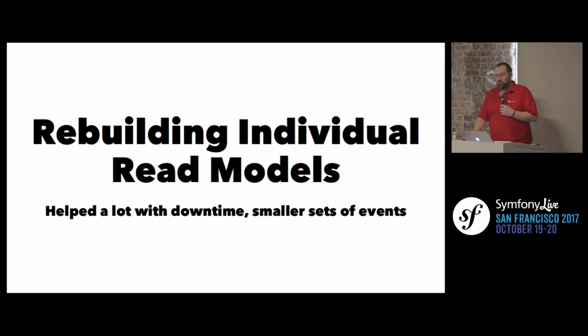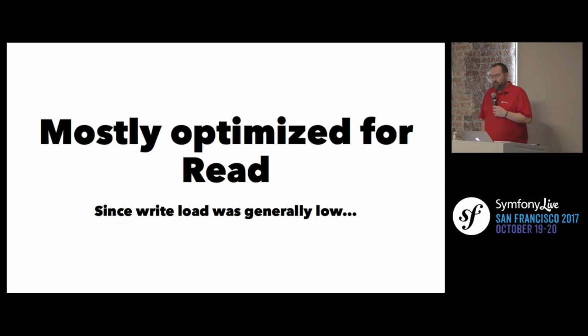We quickly went to the option of finding a way to rebuild individual read models. And this helped a lot because we were able to start doing smaller changes, which really, really helped. So some of the read models could rebuild now in 10 seconds, 5 seconds, 3 seconds. Some of the bigger ones, like the search read model, would still take 2 minutes. But we were now able to do rebuilds against the things that actually had changed, which was nice. The system was mostly optimized for read, which makes a lot of sense. That's kind of one of the big things with CQRS, that you want to optimize for whatever purpose you're doing.